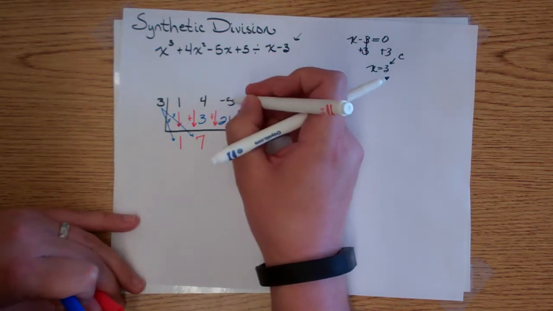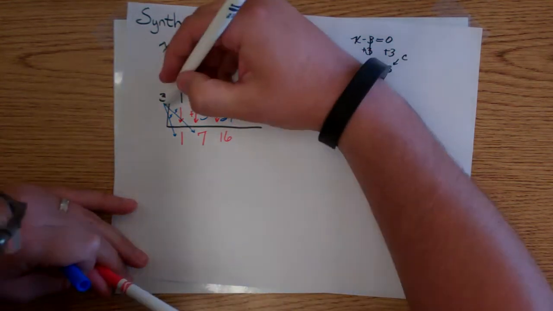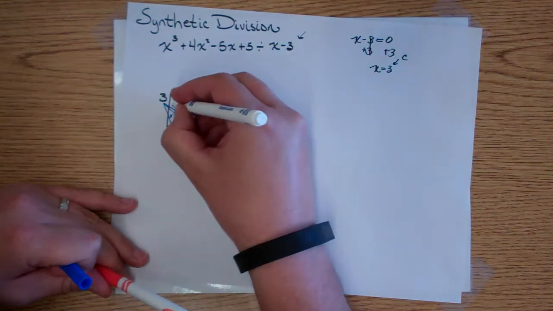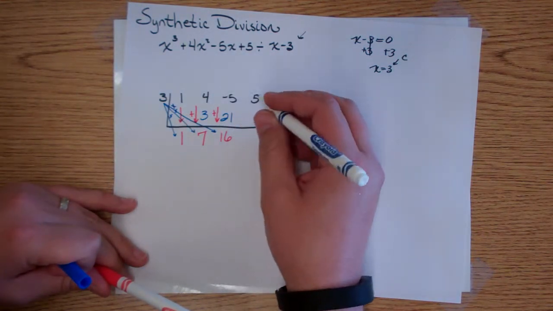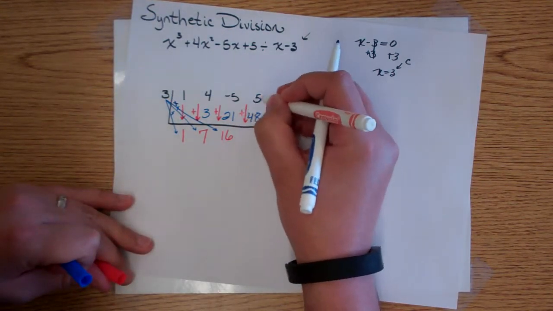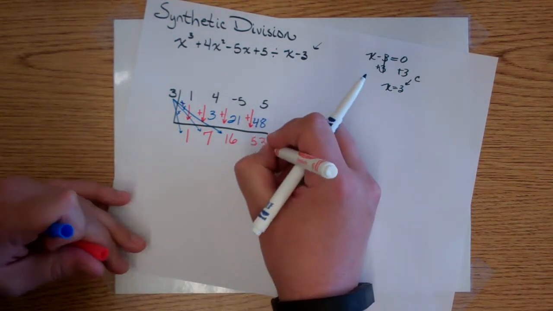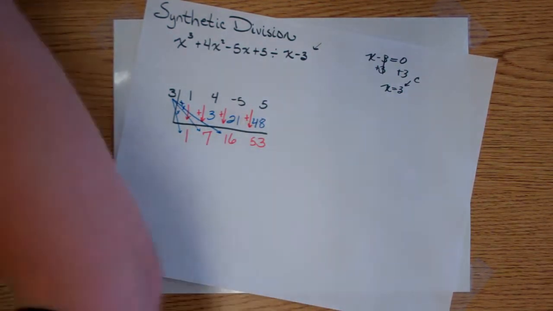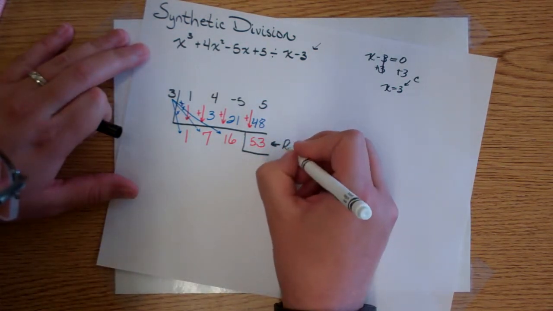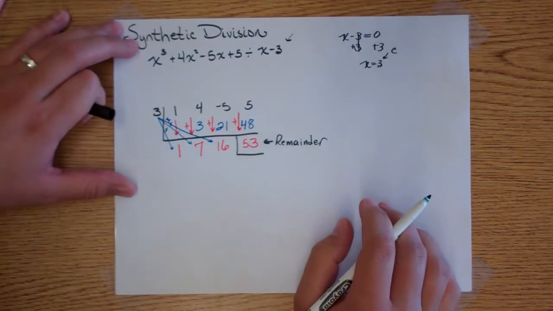So now we have to add. Negative 5 plus 21 is 16. And again, come through here and multiply. 3 times, that's an x for multiply. 3 times 16 is 48. And again, you add going down. 48 plus 5 is 53. And again, this last number here is your remainder. Okay, 53 is your remainder.